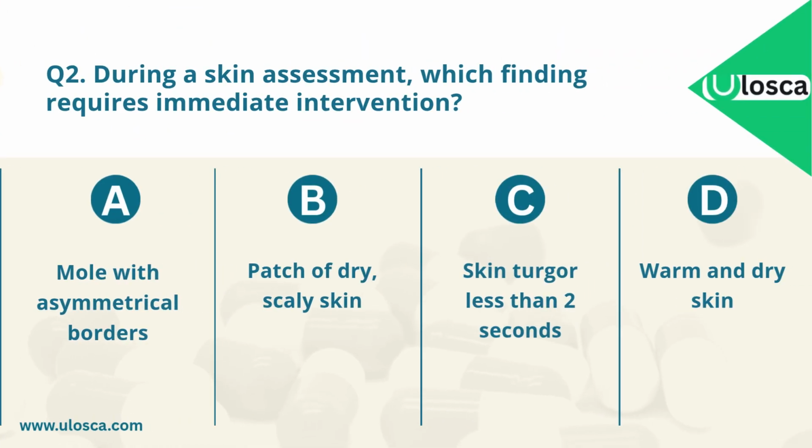Question 2. During a skin assessment, which finding requires immediate intervention? A. Mole with asymmetrical borders. B. Patch of dry, scaly skin. C. Skin turgor less than 2 seconds. D. Warm and dry skin. Which one is the correct answer?